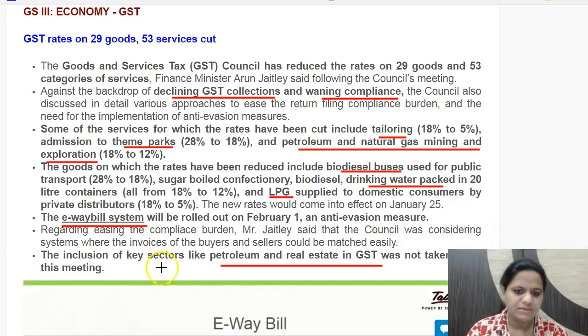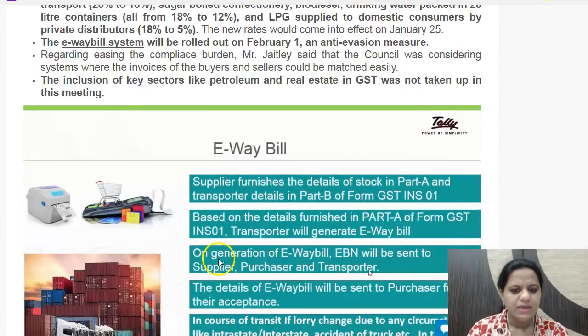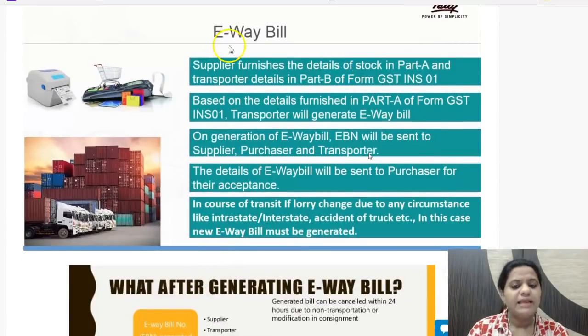What is e-way bill system? We have seen this quite often earlier too. We'll go through it once again here. You can see the details are provided. So an e-way bill is actually generated when transport is taking place of a particular group. So there is a supplier, then there will be a transporter, and there will be a purchaser. So on generation of e-way bill, actually there is a number, e-way bill number. This is sent to all three.